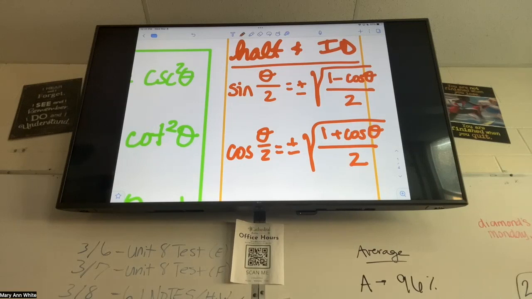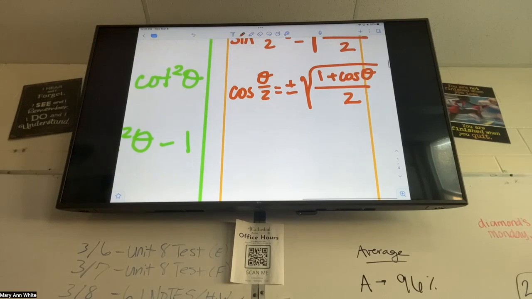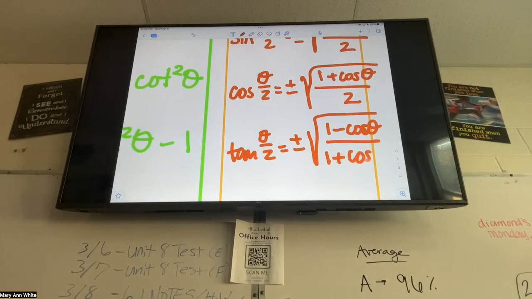And then tangent's going to be the combination of those two. My half angle identity for tangent is going to be plus or minus my big radical of 1 minus cosine theta over 1 plus cosine theta.